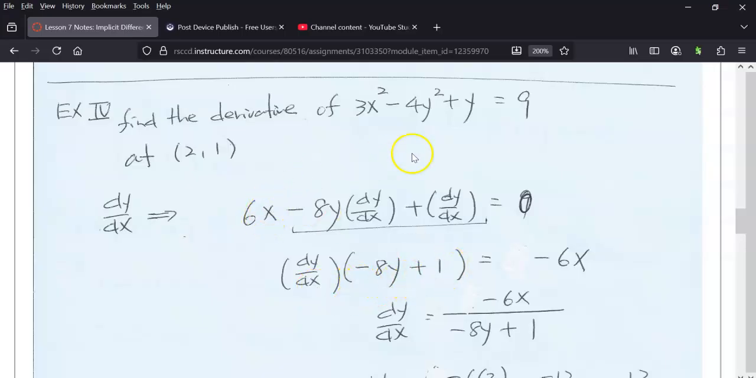Then you end up with negative ay plus y. This 6x should go on the other side because all the dy/dx terms are on the left. We put the like terms together and then 6x on the other side. So dy/dx is equal to negative 6x over negative ay plus 1.